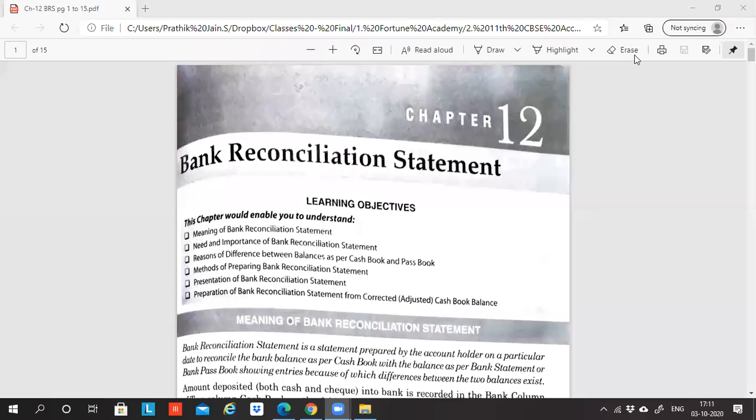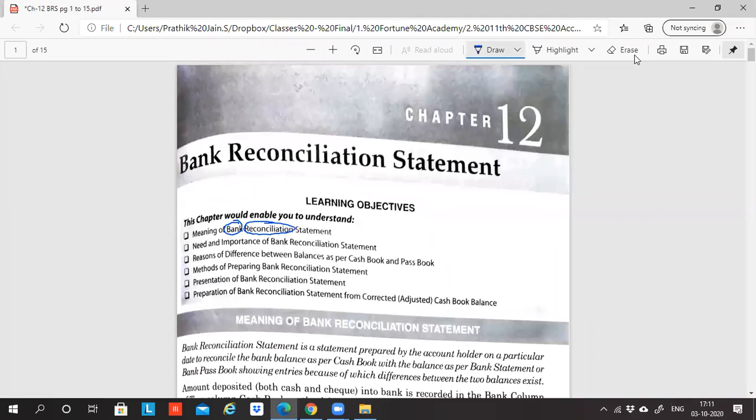So what is bank? What is reconciling? What are we doing in this chapter is something we'll eventually learn, right? So we'll understand in detail in this chapter what is the meaning of bank reconciliation. We need to understand what is the meaning of bank. We need to understand what is the meaning of reconciliation, right? What is the need and importance of doing the bank reconciliation, right? That is something which we'll learn.